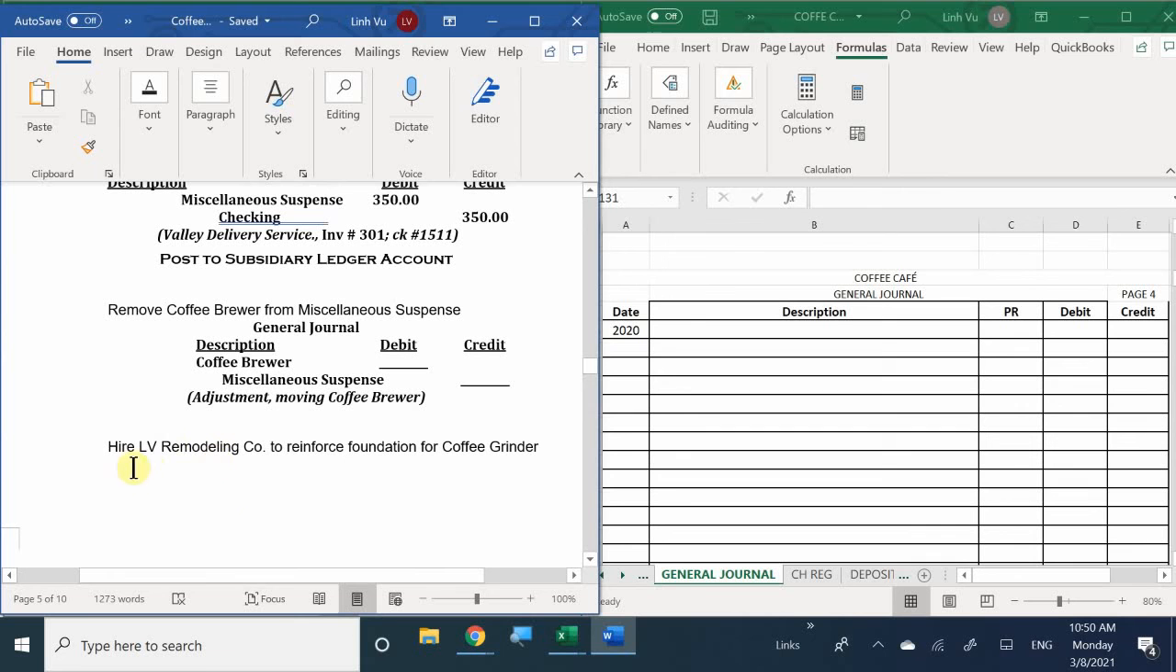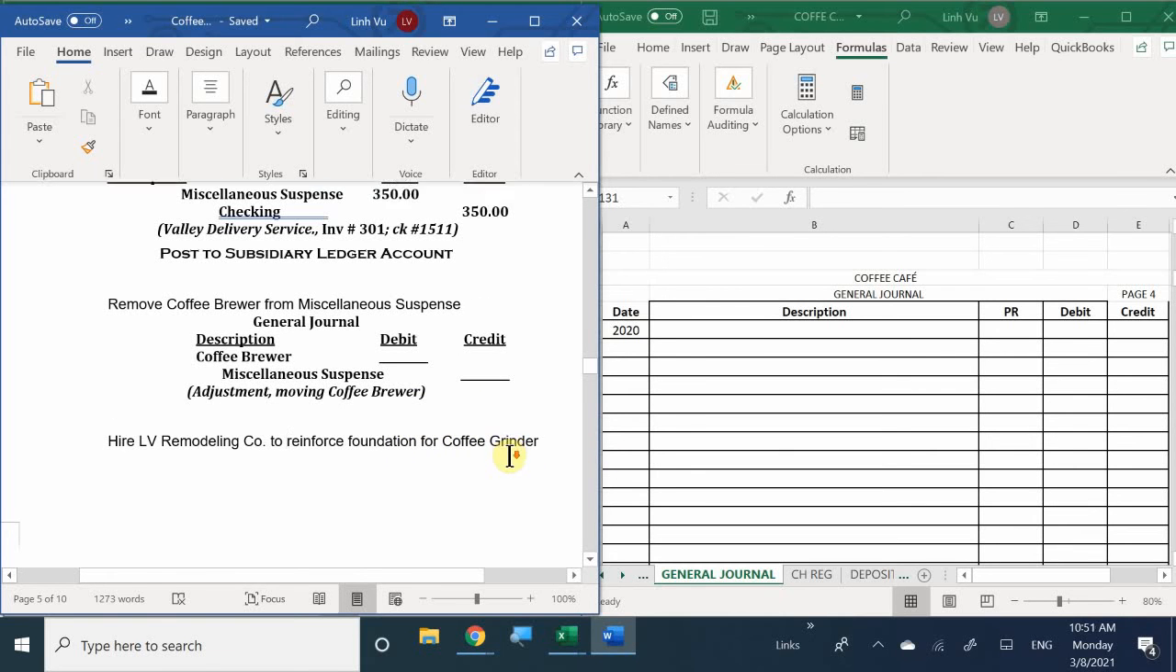But remember, make sure you keep this in mind. We hired LV Remodeling before to do the remodeling of our in-store interior design for the store. Now this time we're actually hiring LV Remodeling once again to complete the reinforcement for the foundation for the coffee grinder. Okay? So make sure that you're aware of this, because once we receive a bill from them for the particular foundation, we're going to have to think where we're going to place it.